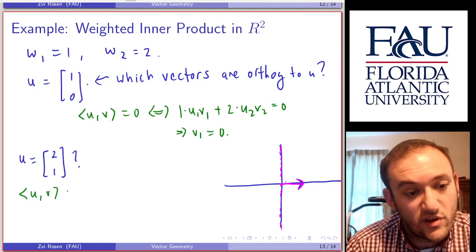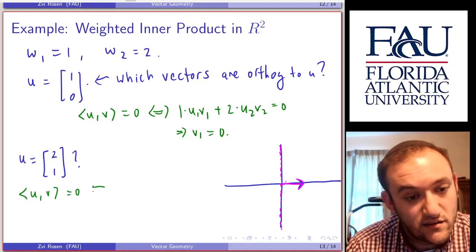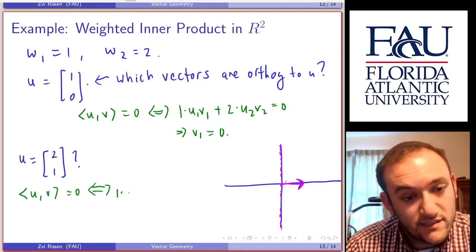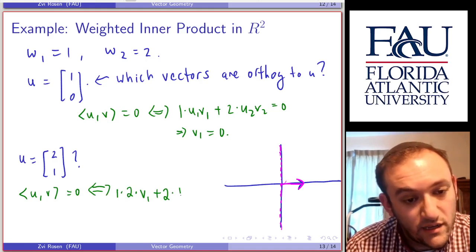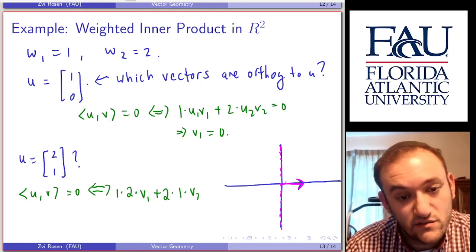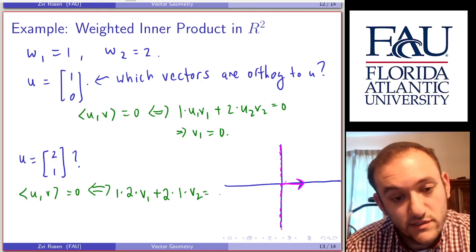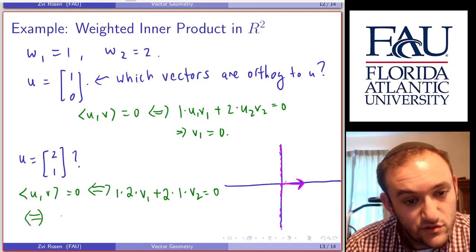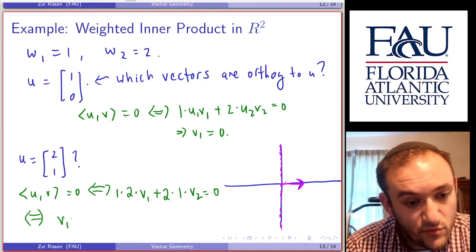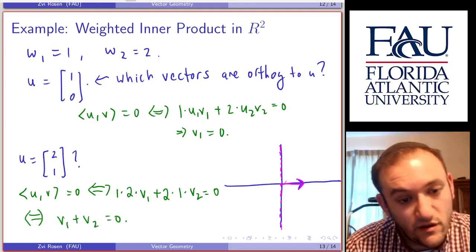to have inner product equal to 0 means that 1 times 2 times v1 plus 2 times 1 times v2 equals 0. So for us, this means that 2v1 plus 2v2 equals 0, or v1 plus v2 equals 0.